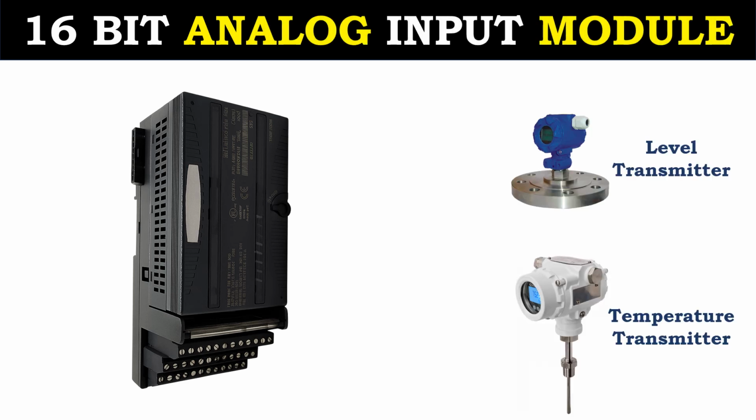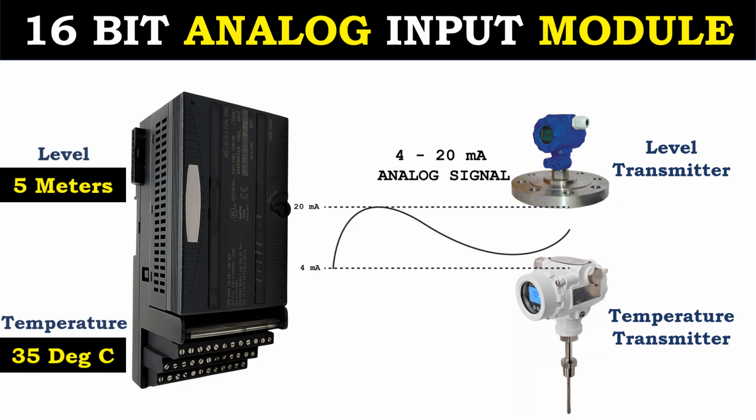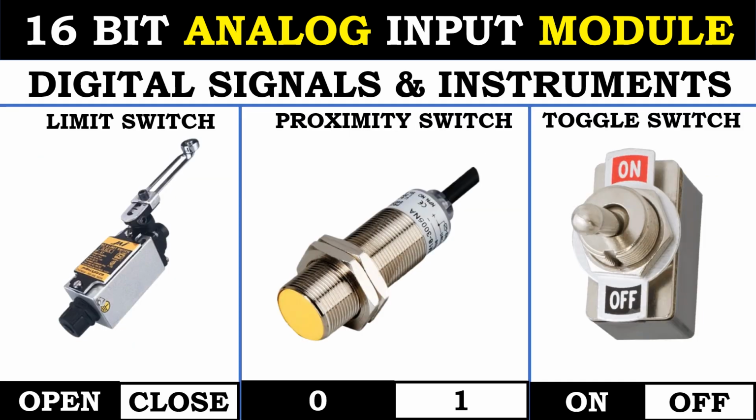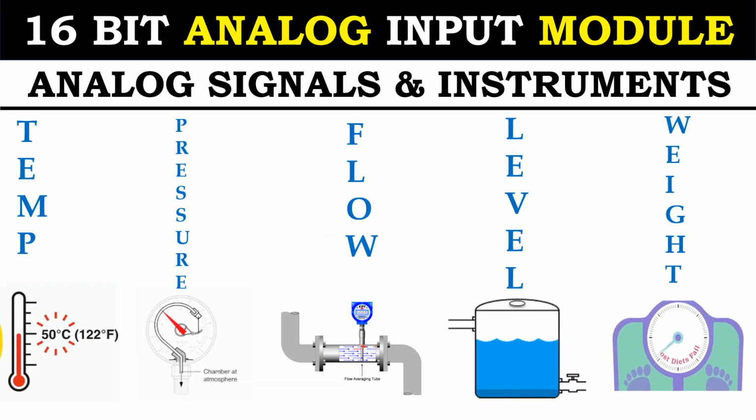This analog module receives continuous real-world analog signals from transmitters and converts them into digital data that the PLC processor can understand and utilize. Digital signals operate only on digital logic like on and off by interacting with the digital devices, while analog signals interact with the real-world parameters like temperature, pressure, flow rate, level, weight, and many more.